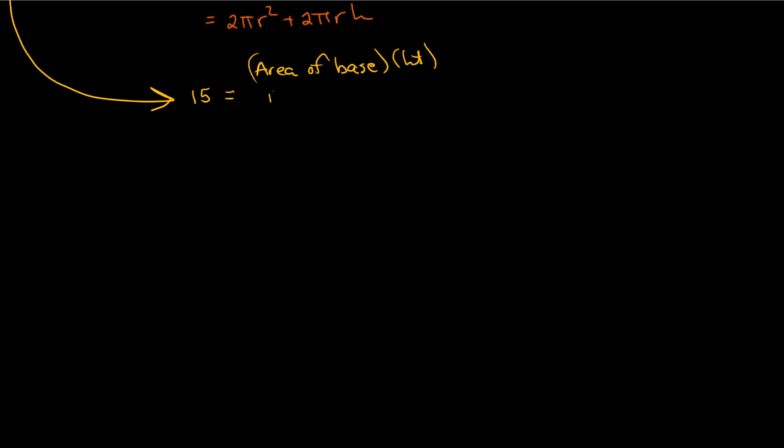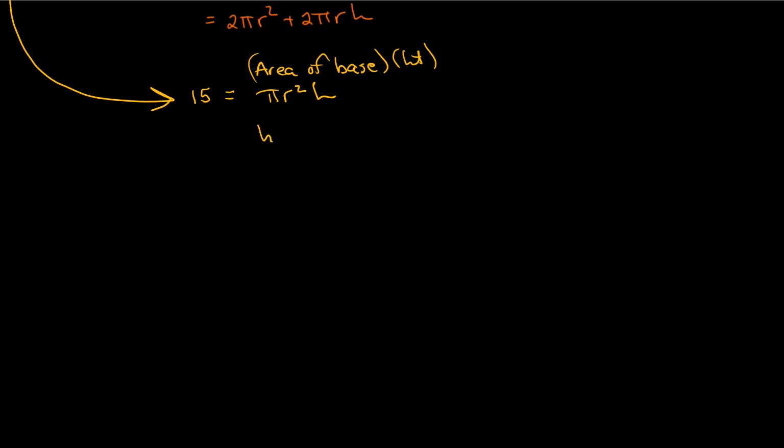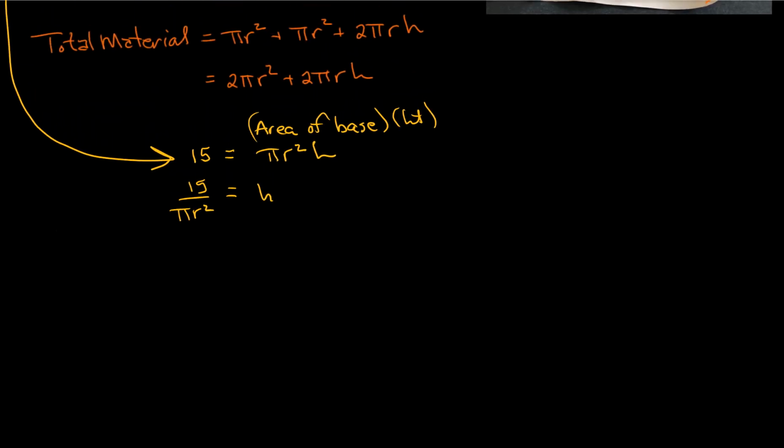Well, the area of the base is pi r squared, a circle. The height is h. From this, we can solve for h. H is going to wind up being 15 divided by pi r squared. Now this is kind of handy because it allows us to come back to our equation for the total material required, and I'm going to take this 15 over pi r squared and substitute it in for h.